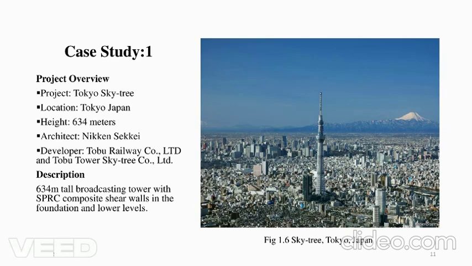It is designed by architectural firm Nikken Sekkei. This iconic tower was developed by Tobu Railway Corporation Limited and Tobu Tower Skytree Corporation Limited. The SPRC shear walls were employed in the foundation and lower level of this 634-meter tall structure. Continuing to the further details.